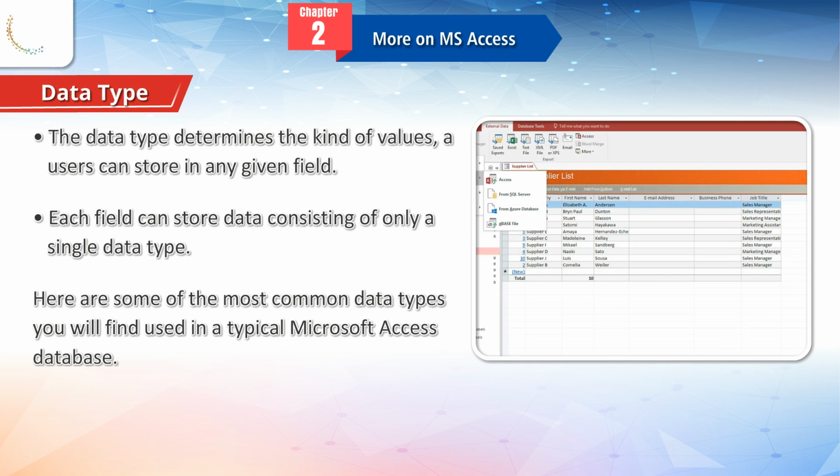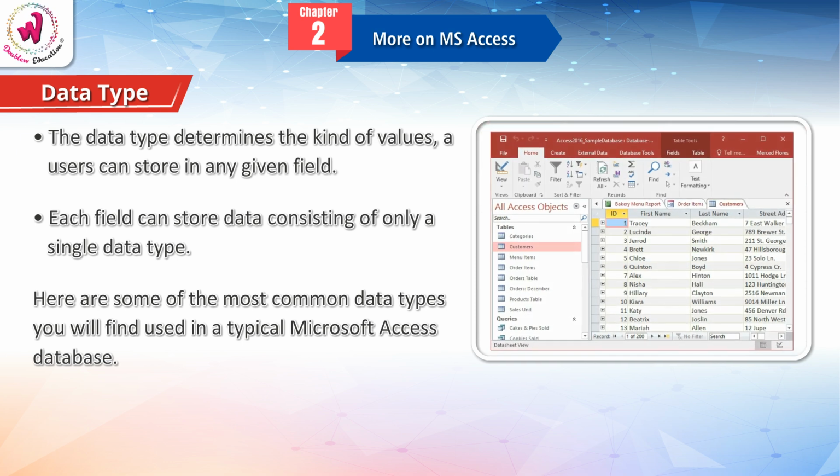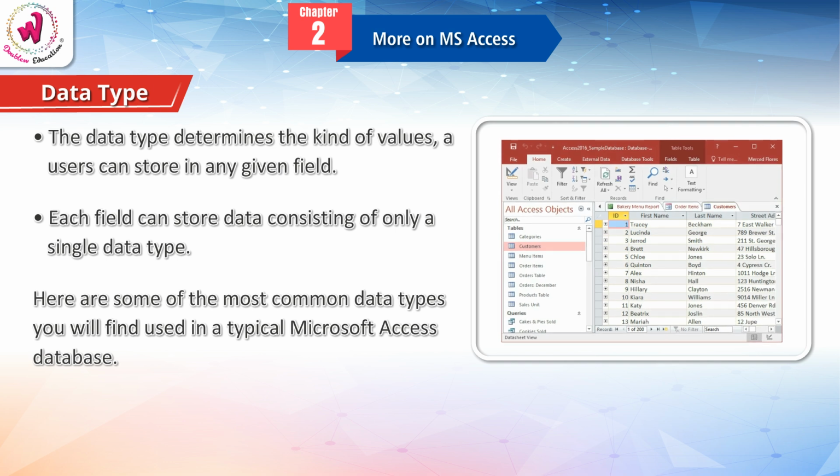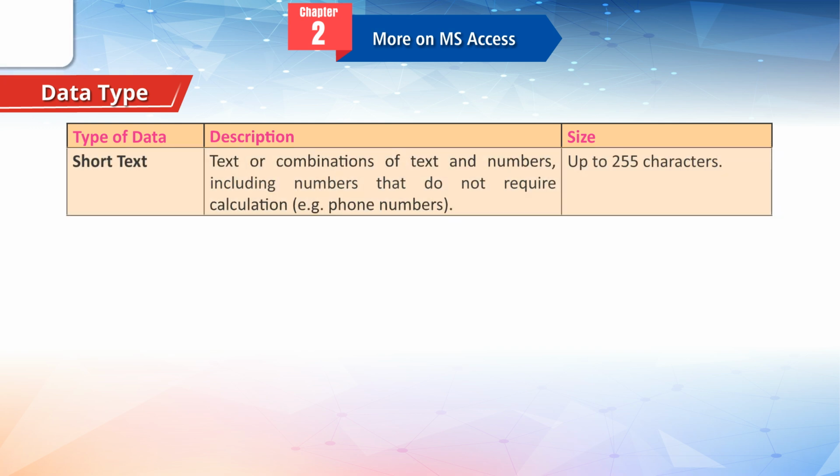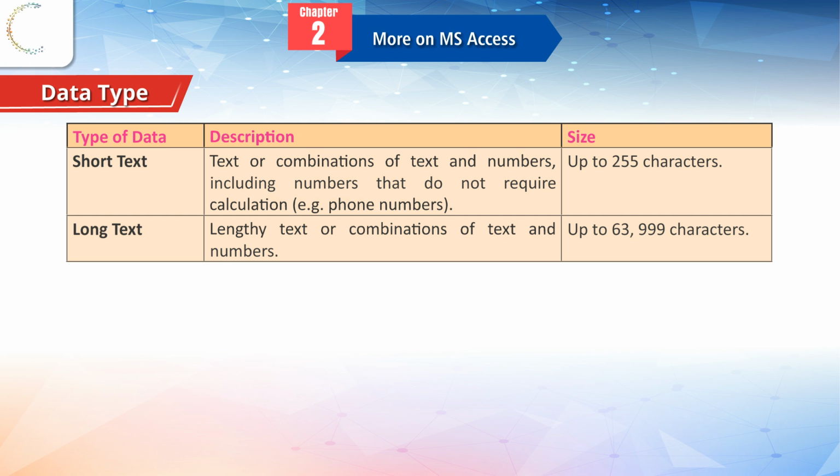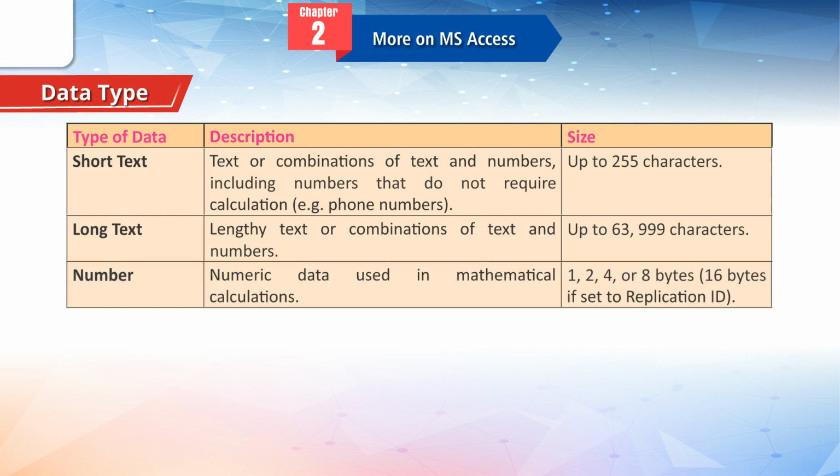Here are some of the most common data types you will find used in a typical Microsoft Access database. Type of data, description, size. Short text. Text or combinations of text and numbers, including numbers that do not require calculation. Example, phone numbers. Up to 255 characters. Long text. Lengthy text or combinations of text and numbers. Up to 63,999 characters. Number. Numeric data used in mathematical calculations.